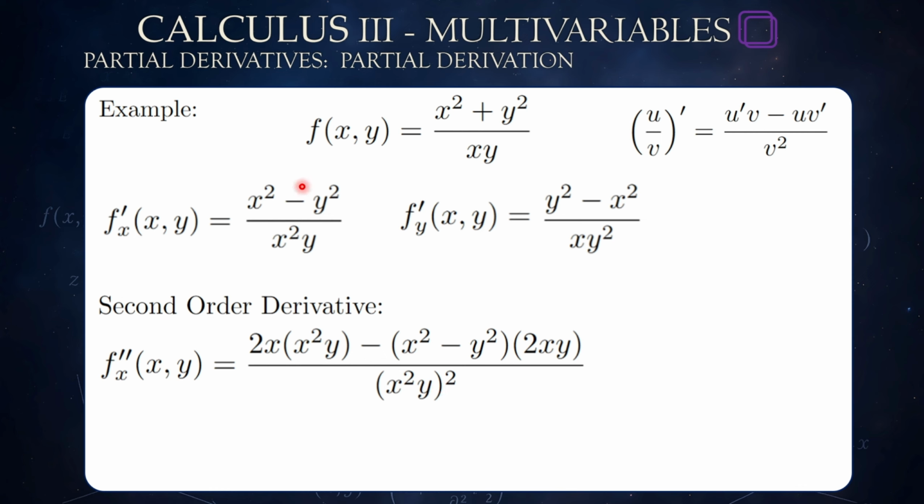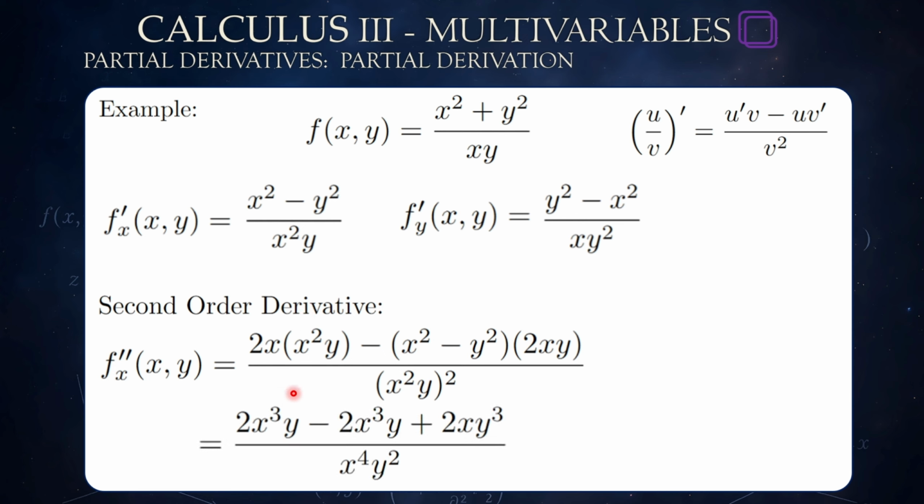We are deriving the derivative. This is how we get the second order, which by the way gives us the concavity, or how the curve is pointing, if it's pointing upward or downward. This equals (2x cubed y minus 2x cubed y plus 2xy cubed) divided by x to the 4 y squared, which is equal to finally 2y divided by x to the power of 3.